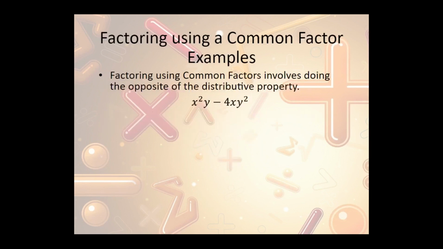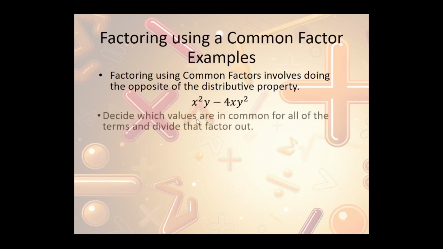Let's look at another example. We have x squared y minus 4xy squared. We need to figure out what's in common. Well, we have a single x in common here, right? Because this is x squared and there's not a squared here, so we can only pull one x out. And we have a y and a y squared, so we can pull one of those out as well. So we're going to pull out an x and a y. We know that's what it's going to look like: xy times something is equal to this whole thing.